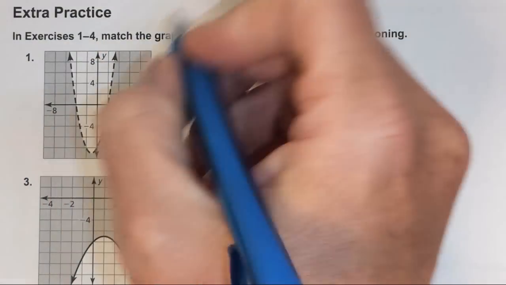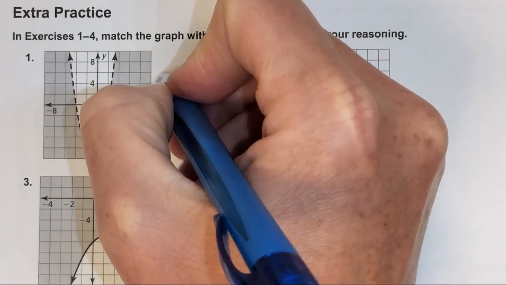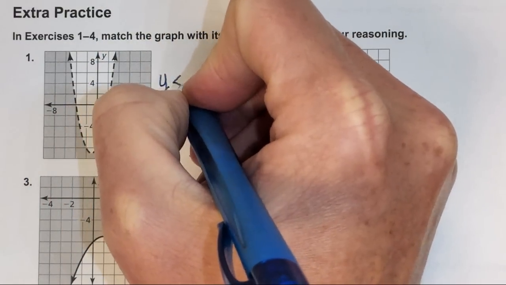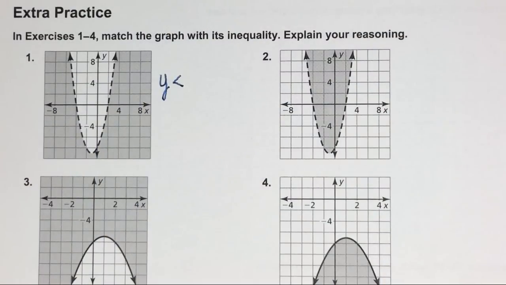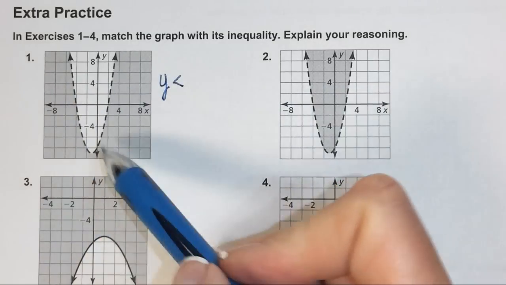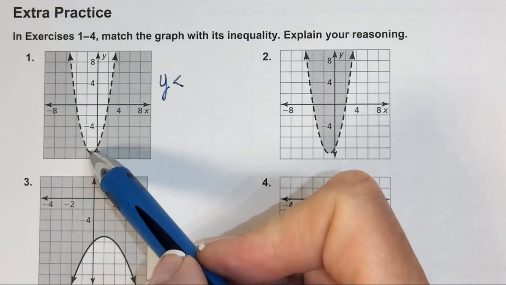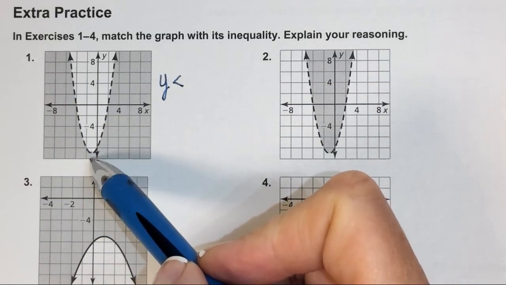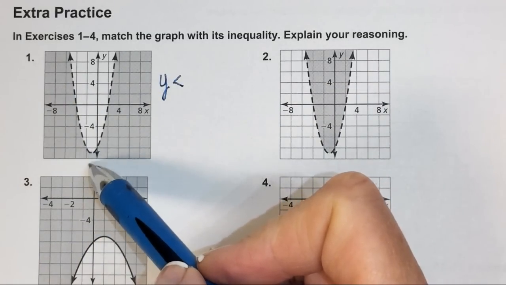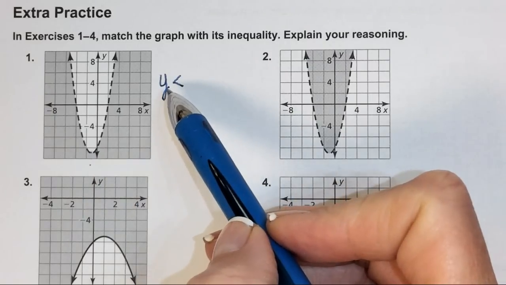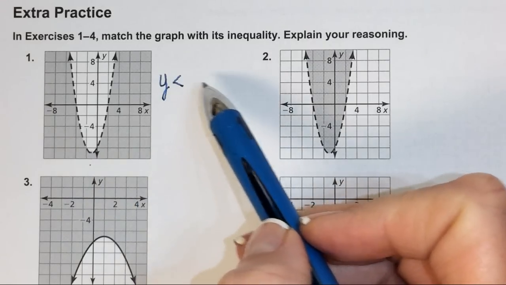So for this function, I know that this has to be y is less than the parabola. The way that I know that is because I look at the vertex, and what is shaded is below the vertex. So I am shading the y's that are less than the parabola.